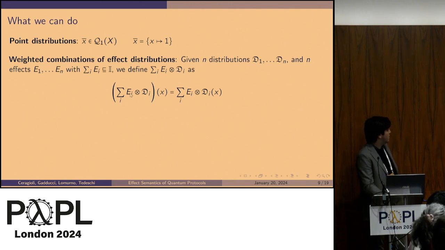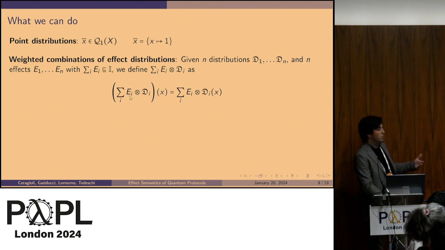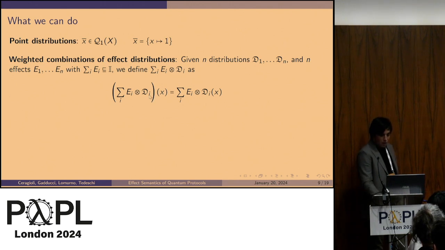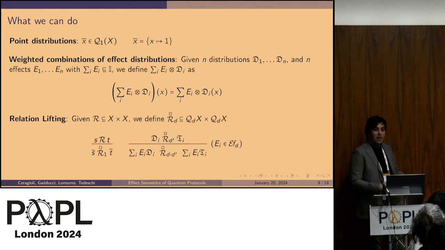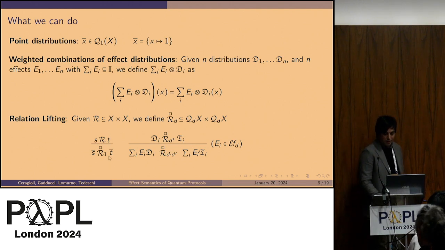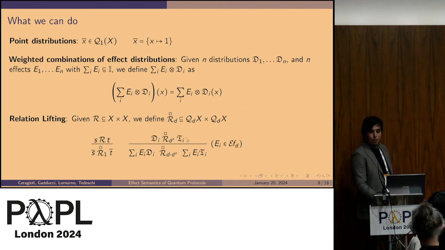So this operation here represents some kind of measurement where we first measure the first qubits, and if we get this outcome i, then we continue measuring the distribution defined as the i. Then, as with the probabilities, we can lift a relation on states to a relation on effect distributions. So we say that two distributions are related when two states are related, then the point distributions are related. And if we have n distributions that are related, their effect composition is still related.